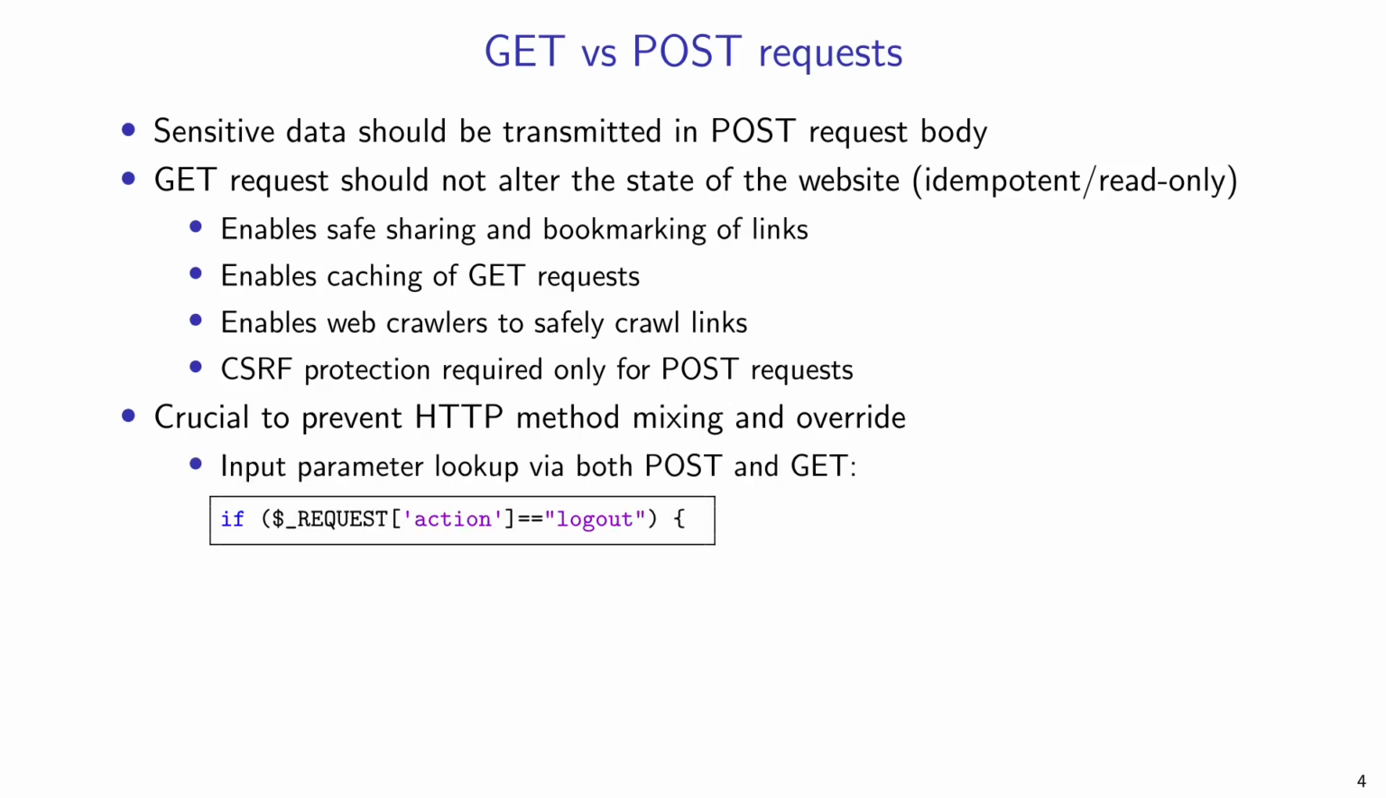Here is an example of bad code in PHP, which performs input parameter lookup using both POST and GET methods. In PHP, this request array contains parameters from both the GET and POST methods, and actually even from the cookie input mechanism. So if this is how a web application looks up the input parameters, then it enables converting a POST-based CSRF to a GET-based CSRF.